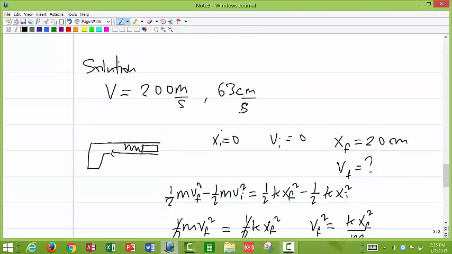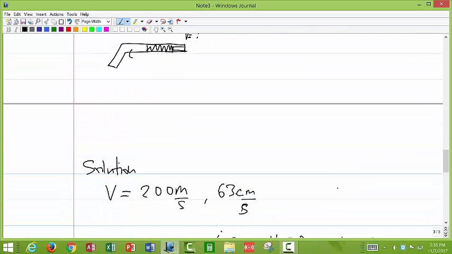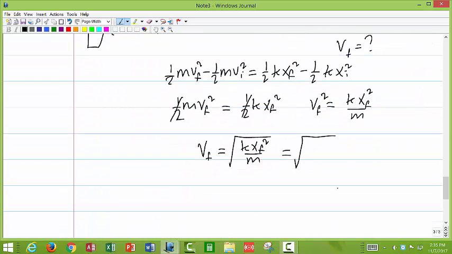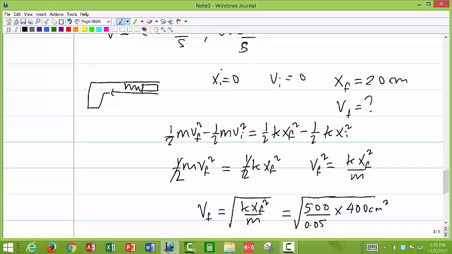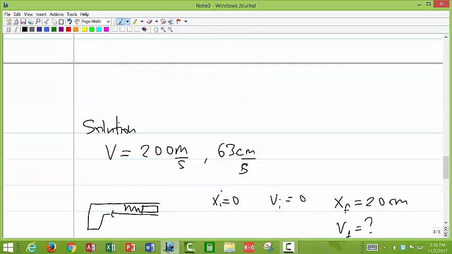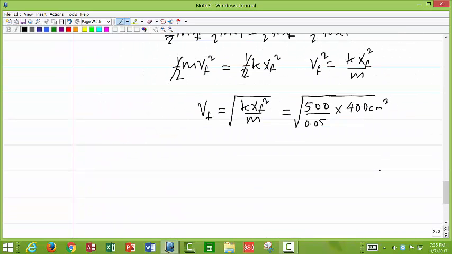So then you plug in the quantities that you need. So we have 500 newtons per centimeter divided by 50 grams, which is 0.05 kilograms. Multiply that by 20 squared, which is 400 centimeters squared. You can convert to meters, but it's not necessary. So V final. You can do the calculation and see what that gives you.